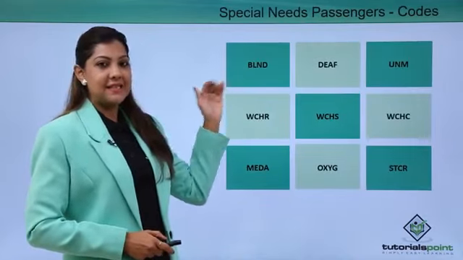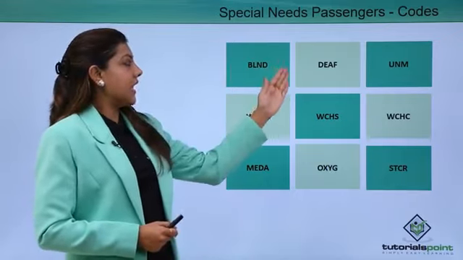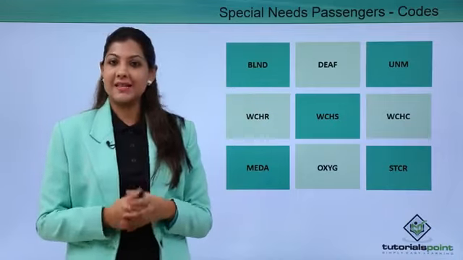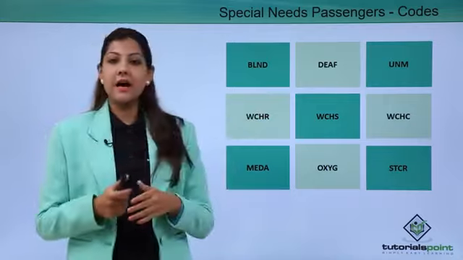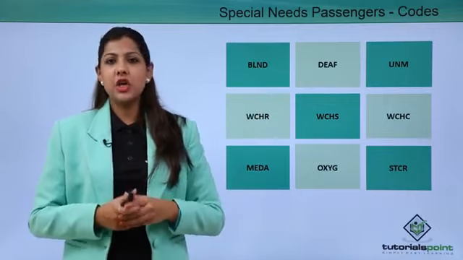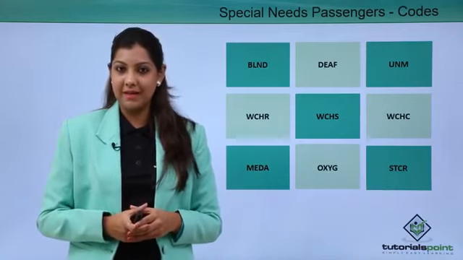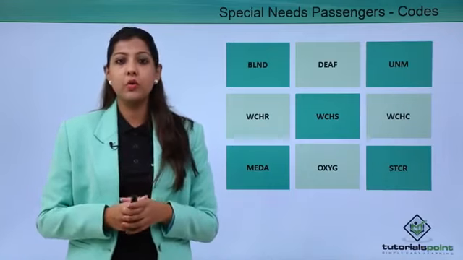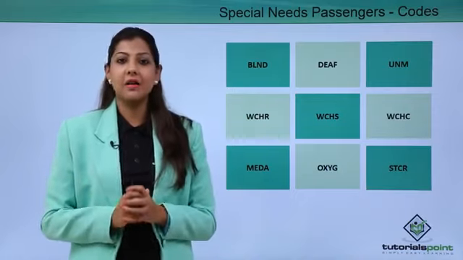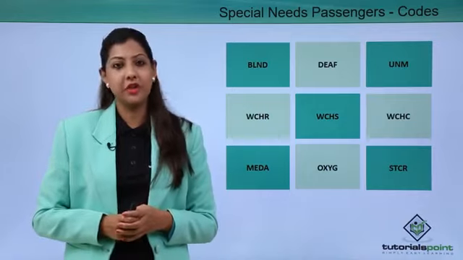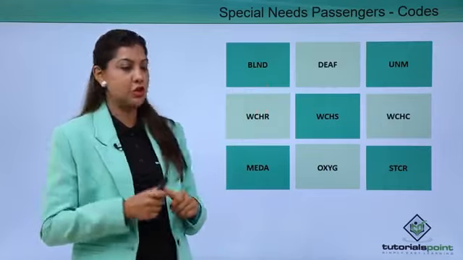Well, BLND stands for blind passenger, who is blind actually. DEAF is very commonly understood as deaf passengers who cannot hear anything. UNM is unaccompanied minor. Any child who is below the age of 16 years is known as an unaccompanied minor, and it could be children who are traveling absolutely without parents or guardians, who are looked after with the help of the crew member. So a crew needs to take care of unaccompanied minors who are small children.